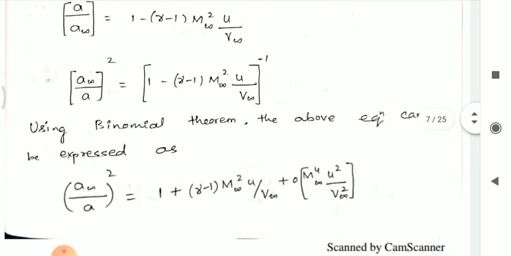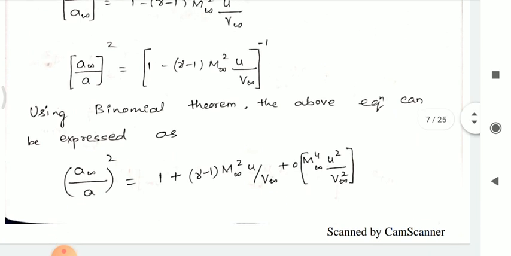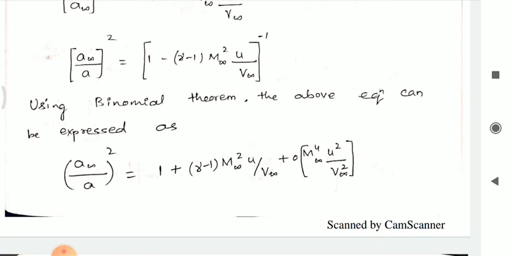Now using the binomial theorem for the above equation, (a/a∞)² will become 1 minus x into something whole power minus 1. Means using the binomial theorem, 1 plus (γ minus 1) into whatever was there, plus 0 into m to the power 4, u²/v∞², and so on.